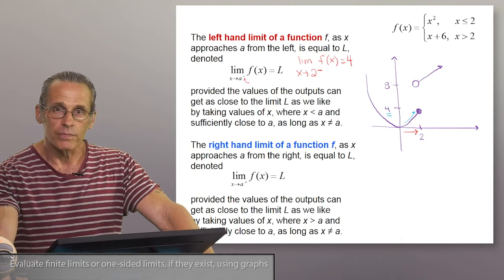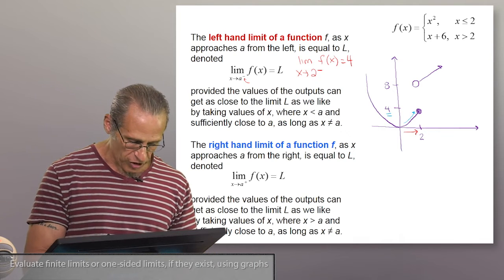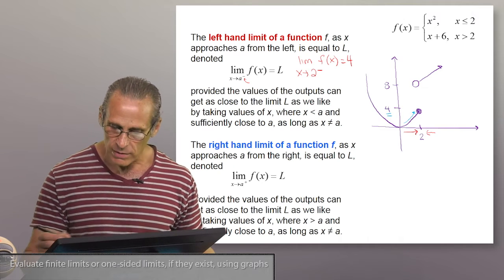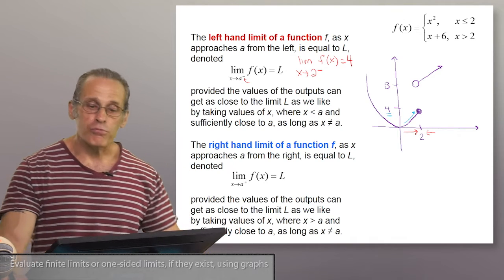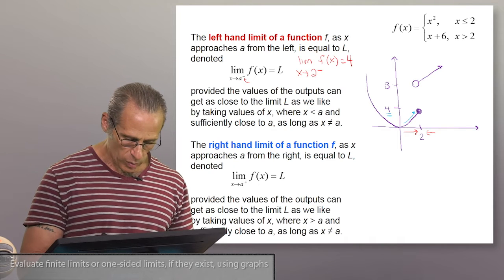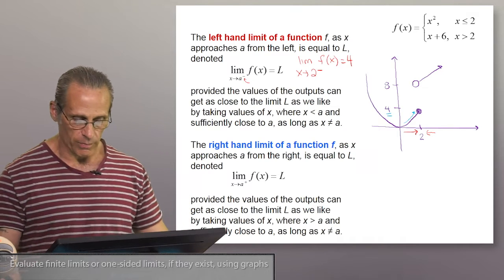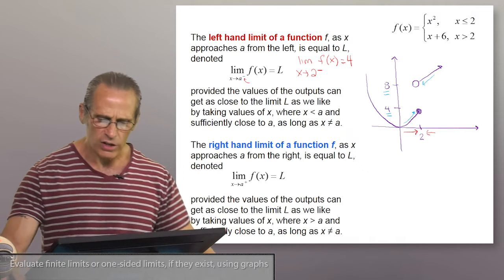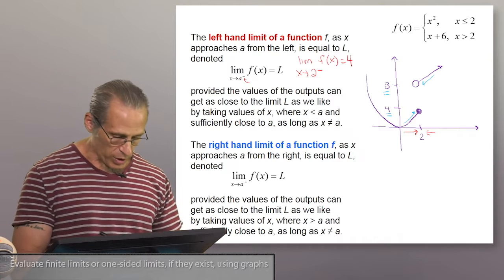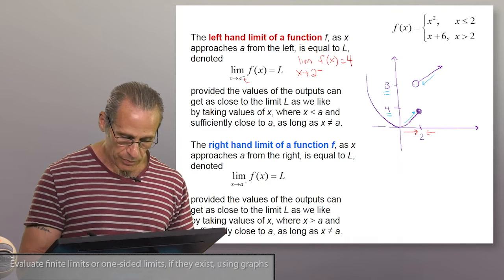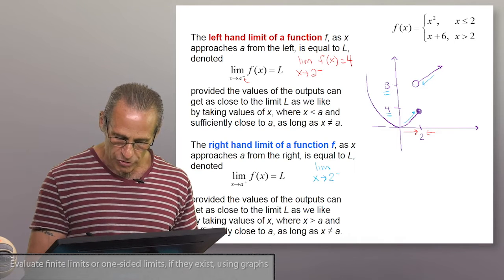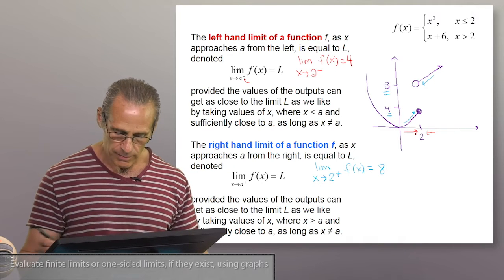Now what I want to do is take a look at approaching 2 from the other side, from the right. So now as I approach 2 from the right, take a look at the branch just right of 2, where our inputs are greater than 2. Notice what happens. We're getting very close to a different output value. We're getting very close to 8. So the way we would denote this is we would say the limit as x approaches 2 from the right, and I'd use a superscript of a plus sign to show that, that's going to be equal to 8.